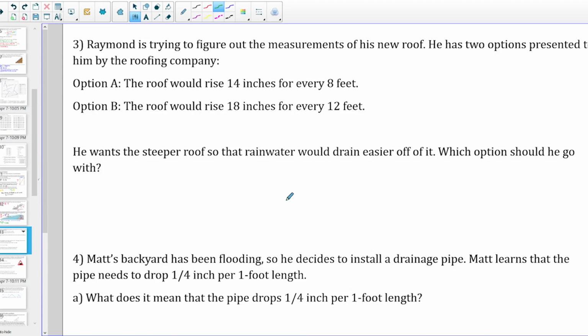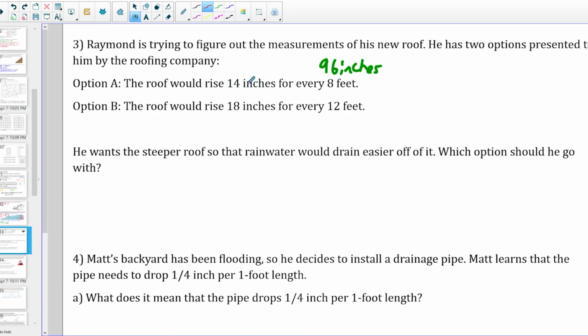So what we're going to do is figure out exactly what the slope is for each roof. What you should take note of first is that we have inches and we also have feet, so we want to make sure that we have the same units before we start to figure out what that slope is. So we need to convert, first of all, the feet into inches. So 8 feet times 12 gives us 96 inches. So I'm going to go ahead and put 96 inches here.